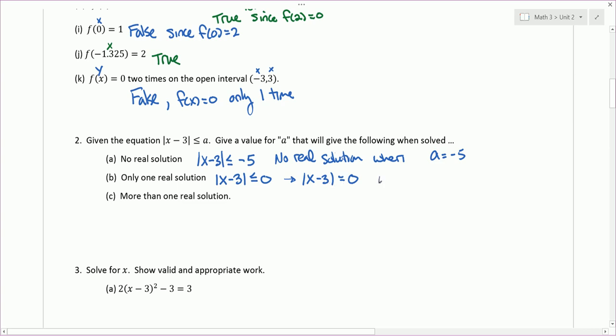So this is true when a is equal to 0. If we want more than one solution, you just make sure a is greater than 0. So pick any number bigger than 0. 2 would work. So that's going to work. So let a equal 2.